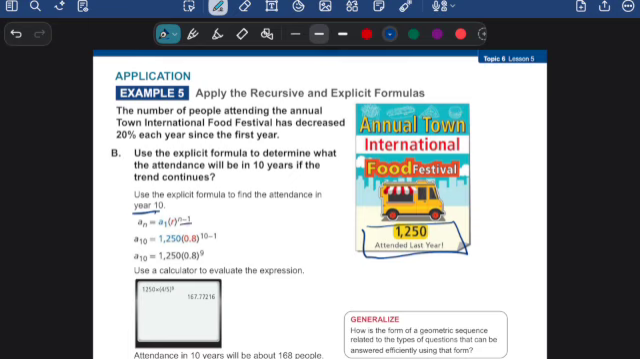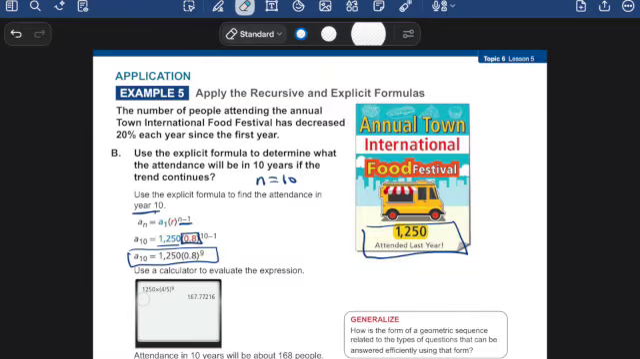Remember, we're going to have our exponent be n minus 1, so we just plug in the values. Our first term is 1250. Our common ratio is 0.8, and we're going to do n minus 1. In this case, 10 years, so n equals 10. What's 10 minus 1? It is 9. So here's our formula we're going to type into the calculator. And we can do that.